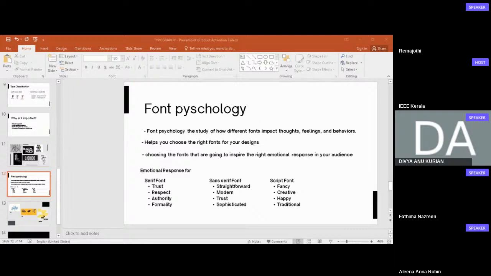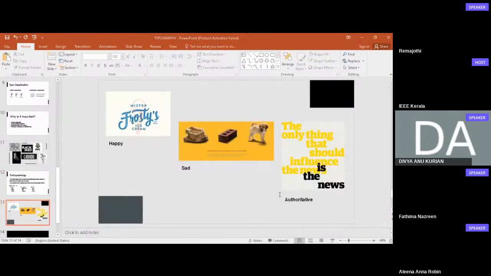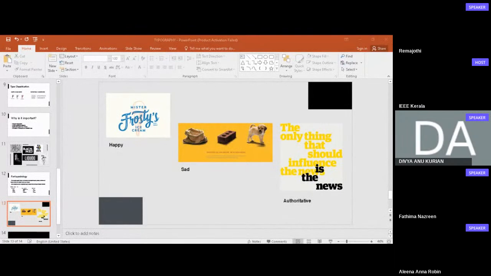I read some research where two researchers say that high quality typography appears to induce a positive mood. I've pictorially represented some of the fonts that represent some emotional responses. In the first one, that frosty ice cream, it indicates happy. When we see it, we feel happy, and it's mostly about ice cream, so obviously we would feel happy about it.